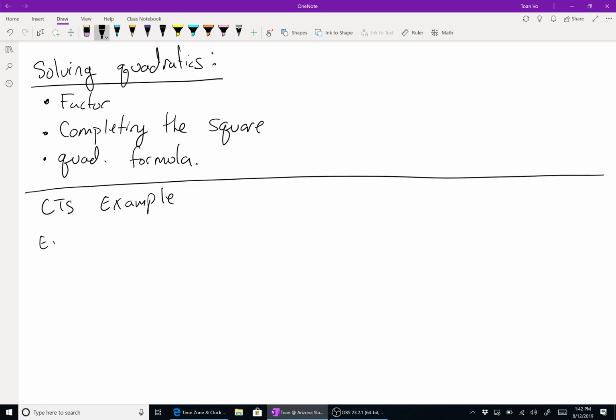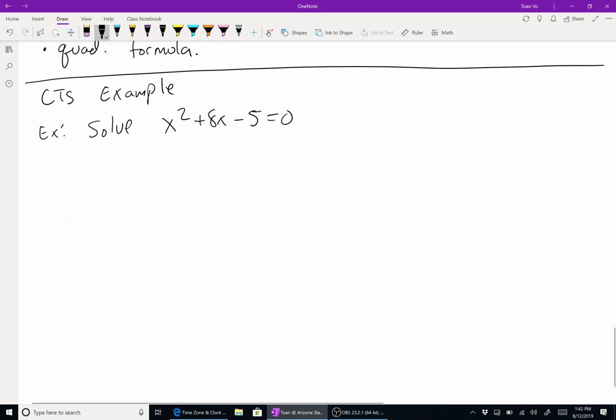Let's say I ask you to solve x squared plus 8x minus 5 equals 0. It's a quadratic, two variable terms, so I need special methods. It already equals 0, so that works for me. First thing I'm going to try is factoring, parentheses, parentheses. Oh no, this guy isn't factorable.